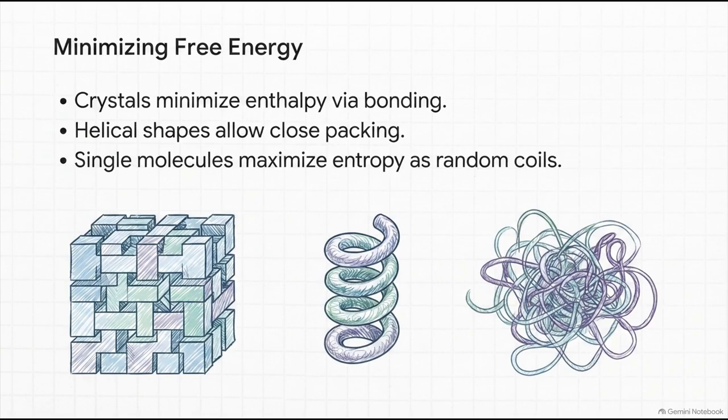To minimize free energy, single chains maximize their entropy by forming random coils, kind of like a messy, tangled bowl of spaghetti. That's exactly what you find in liquids, rubbers, and amorphous solids. Crystals, on the other hand, take the opposite approach.